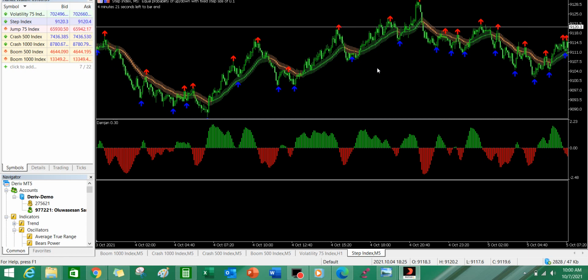Another way to go about it is using both arrows together. How do you go about it? Right here, from this support zone, we got our buy arrow. Because it is on green parts, the buy signal will be stronger than the sell signal, so you can come in here and buy, then close your trade on this red arrow. Then you can sell from here and close it on this blue arrow.